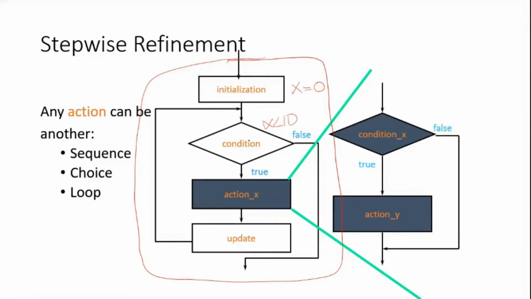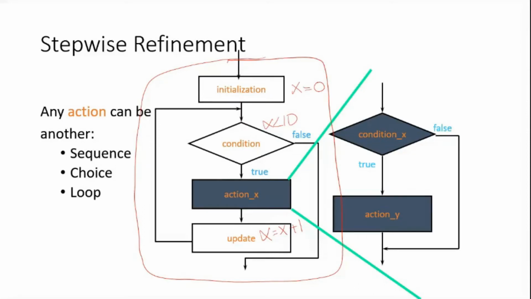Then in this case, once we check x is less than 10, since x is 0, x should be less than 10. So this condition is true. So this particular action x happens. Then what happens is an update: x equal to x plus 1. So x is increased. Then again, this goes back to the condition checking whether x is less than 10 or not.